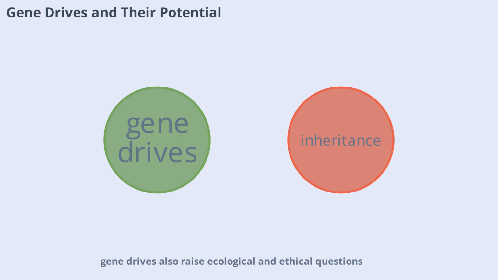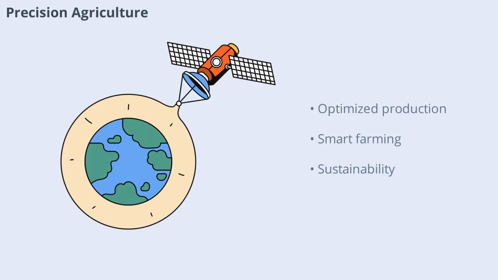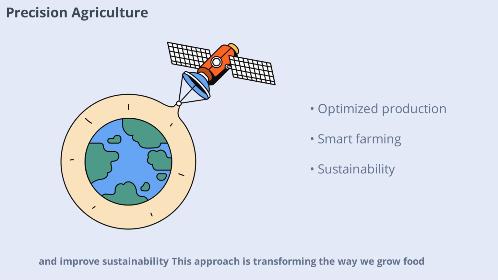However, gene drives also raise ecological and ethical questions, so their use is being carefully studied and regulated. Precision agriculture uses technology to optimize crop production and resource use. Genetic engineering plays a key role by providing crops tailored to specific environments and farming practices. Combined with data analytics and smart farming tools, precision agriculture can increase efficiency, reduce waste, and improve sustainability. This approach is transforming the way we grow food.